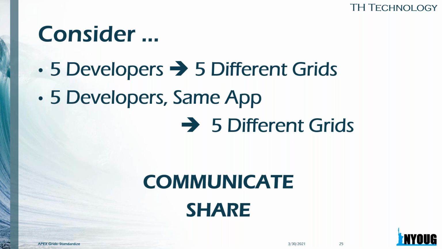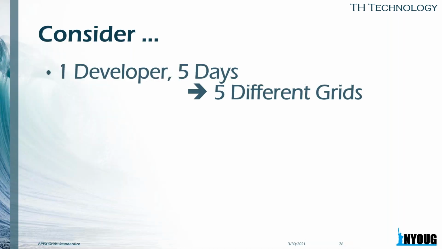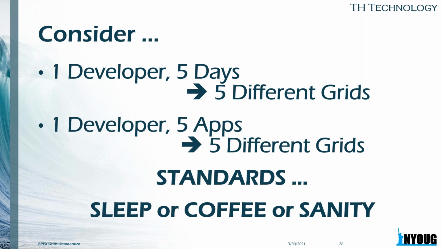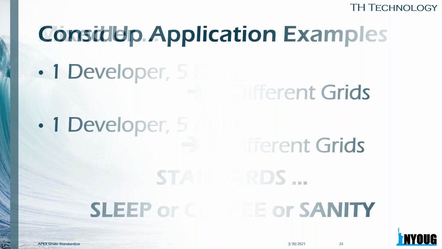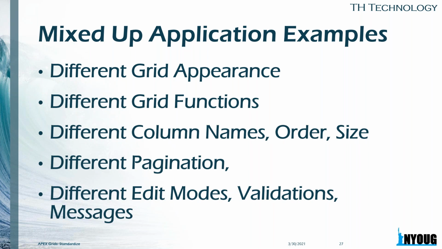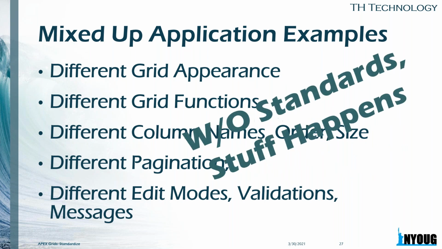If you have multiple developers on the same application in the same organization, or in different applications in the same organization, you still have to communicate and share what you're doing to get that commonality, that repeatability. We want our users to feel warm and fuzzy about what we do. And that's 5 developers. Just think about what you do today, last week, a month ago, 6 months ago. Five apps could be slightly different. There might be reasons for that, but unless I have standards and hold to those standards, I'm going to drive myself nuts when I go back and look at the thing I did 6 months ago and go, why did I do it that way? Having standards is going to make your life easy. So I'm going to show you some examples of different appearance, different functions, different column names, order, size, and stuff happens.